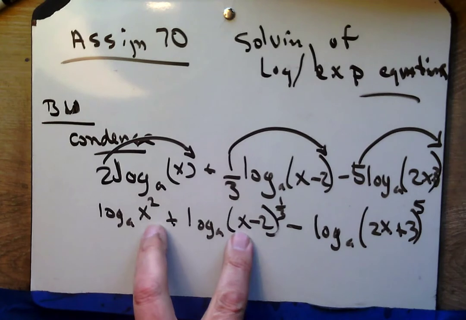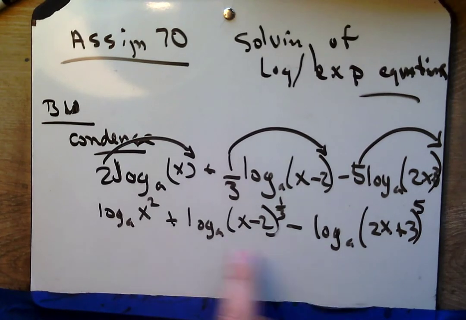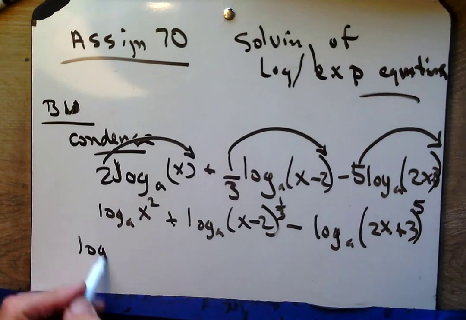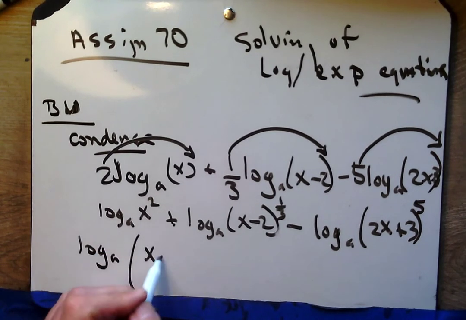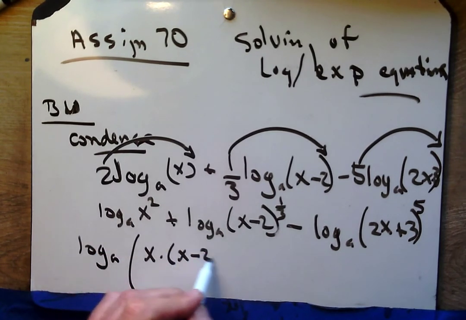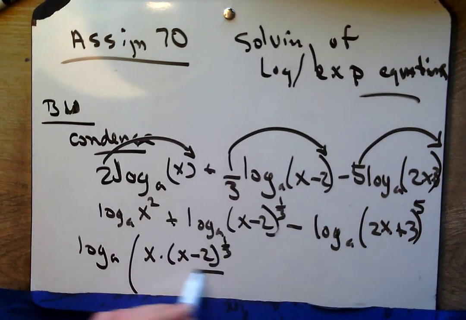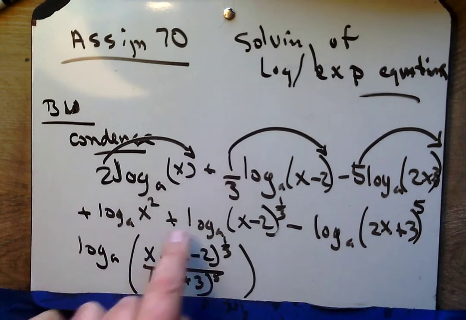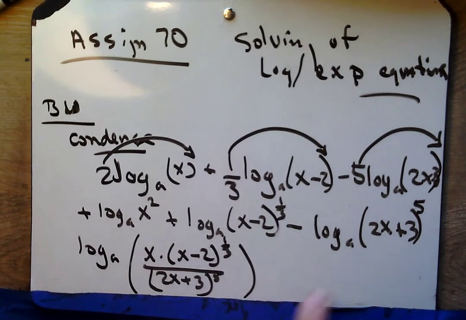I'm going to say, oh, look, 2 logs joined with addition. I'm going to multiply these. Oh, look, 2 logs joined with subtraction. I'm going to divide here. So I'm going to end up with 1 log, x squared times x minus 2 to the 1/3 on top, and 2x plus 3 to the 5th on the bottom. Remember, all the pluses go on top, all the minuses go on the bottom. Any questions?